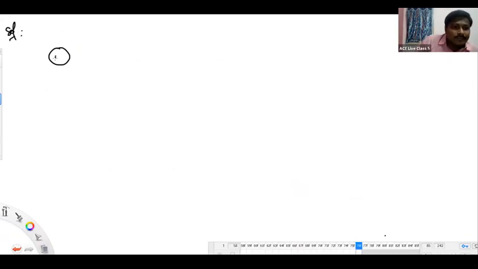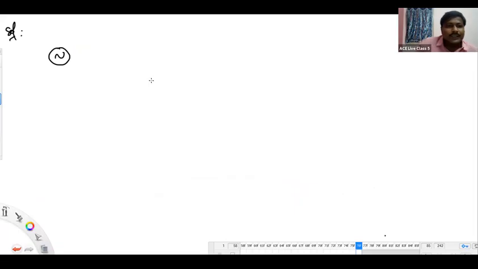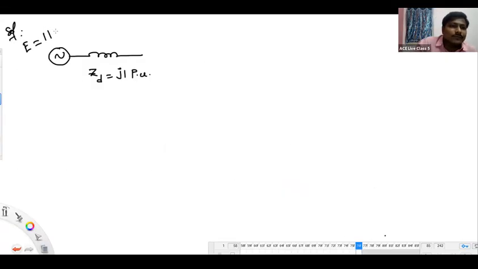This is alternator. What is the reactance of the alternator? You said XD equals to 1 per unit. Means I can say alternator series impedance J1 per unit. And this induced EMF is how much? 1 at an angle delta.